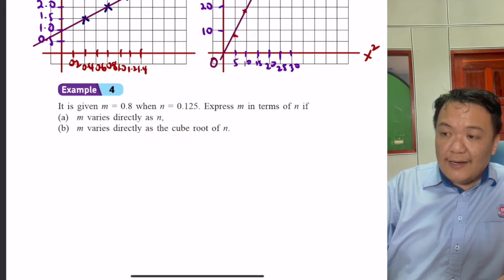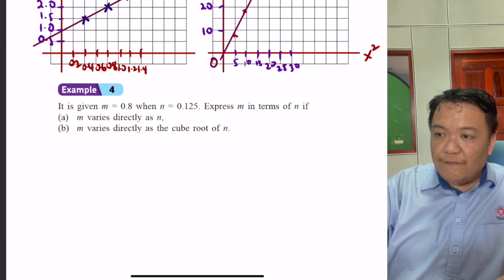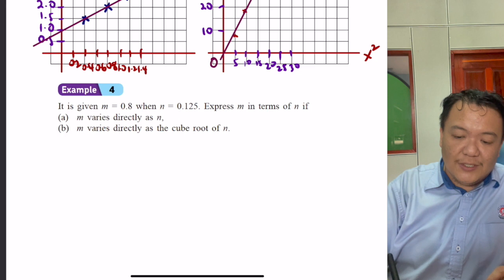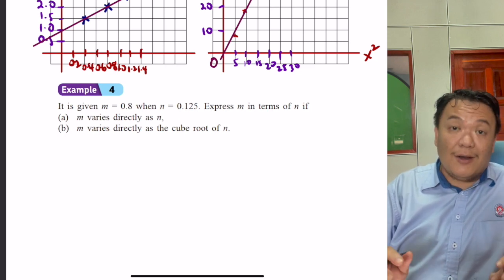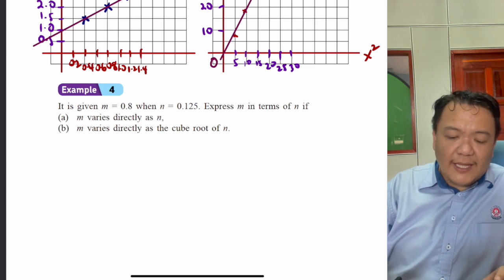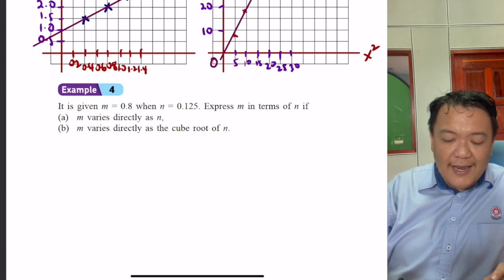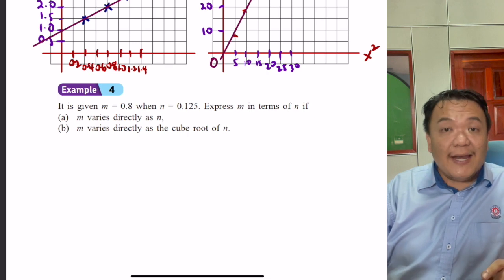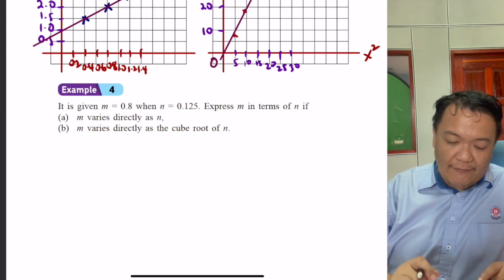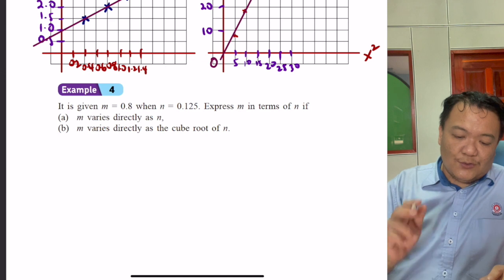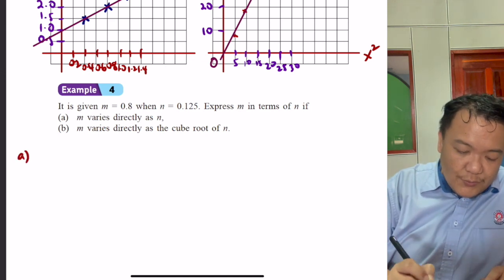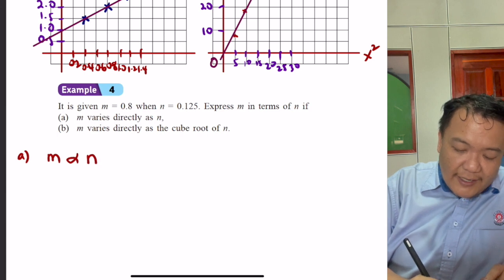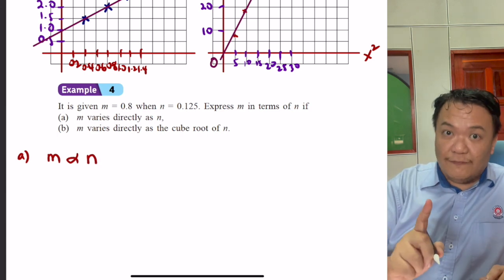Okay, and then let's do example 4 together. I want you to focus on example 4. Usually the question will come out like this. It is given that m is 0.8 and n is 0.125. Express m in terms of n if m varies directly as n. So first part, kena tulis dulu, we know that m varies directly as n. So that is the first step.